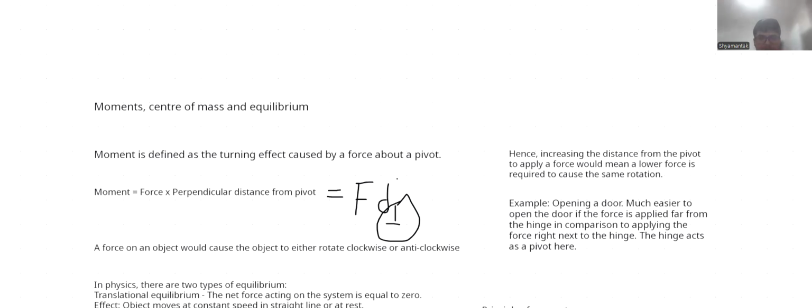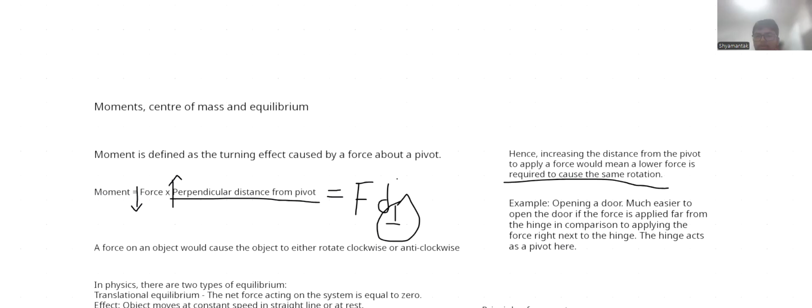Now, from this formula, moment is directly related to perpendicular distance from the pivot if force is kept constant. So, if we want to produce the same moment or the same turning effect, we can do it at a much lower force if the perpendicular distance from the pivot is increased. This is basically what it says here.